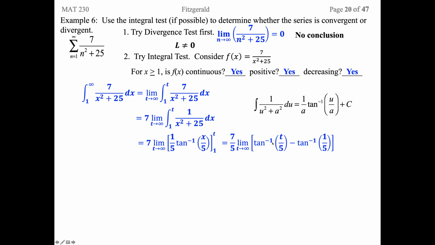Okay, inverse tangent graph, I got to remember what happens here. So we look up our inverse tangent graph. We have horizontal asymptotes at pi over 2 and negative pi over 2. So as my t takes me to infinity, my x's are getting incredibly huge here. So we're approaching pi over 2 as we head out to positive infinity. So that's where this is approaching to, minus the inverse tangent of 1/5. That's a constant. So our answer is 7/5 times pi over 2 minus the inverse tangent of 1/5.